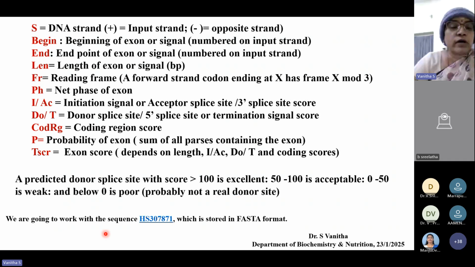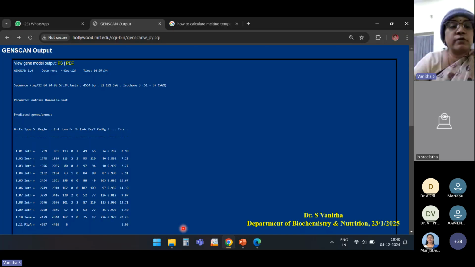Okay, so now I have taken one sequence, same thing. I have taken the FASTA format and run the Genscan for this particular gene. So let me show you the same result. Now you try to understand the terminologies which are present over here. What does GN stand for?